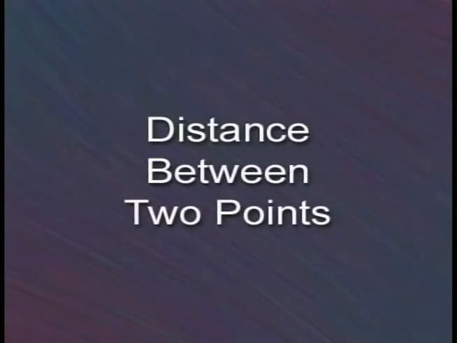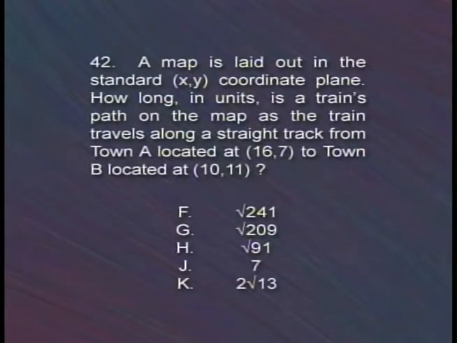Problem 42. A map is laid out in the standard xy coordinate plane. How long in units is a train's path on the map as the train travels along a straight track from town A, located at (16, 7), to town B, located at (10, 11)?